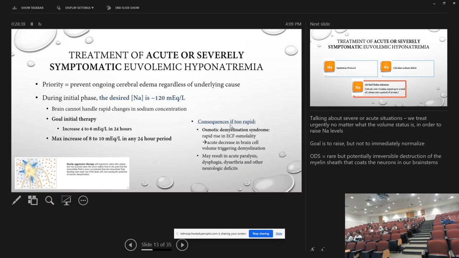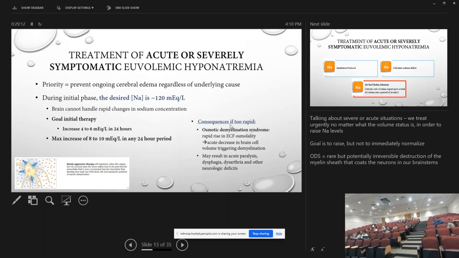So treatment of acute or severely symptomatic euvolemic hyponatremia, the priority is to prevent ongoing cerebral edema. I showed you the slide with the brains and the cerebral edema there. You want to prevent that. So generally, your goal is going to be in the 120s. It's a soft goal, but you're not going to push it much higher than 120. You're certainly not going to normalize a patient's sodium level.